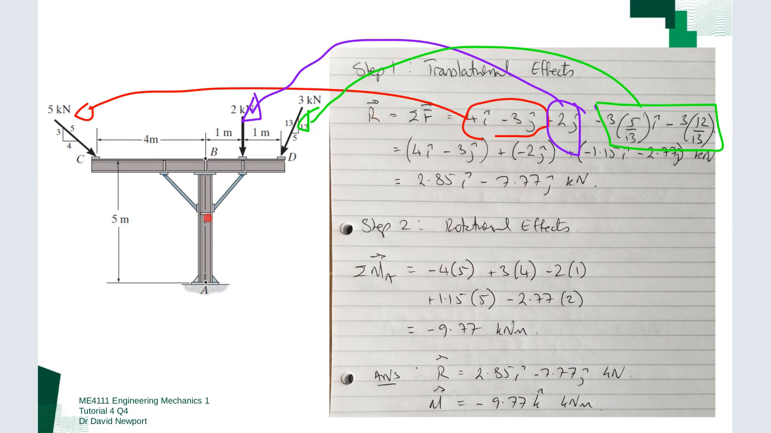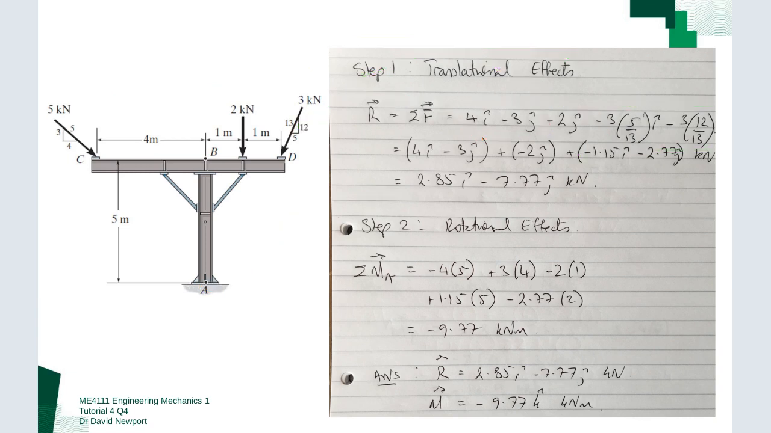So these forces are simply moved down to the point. We transfer all of them down to this point here, and we add those up. We get 2.85 i hat minus 7.7 j hat, and that's all in kilonewtons. So that's the first part of the solution.